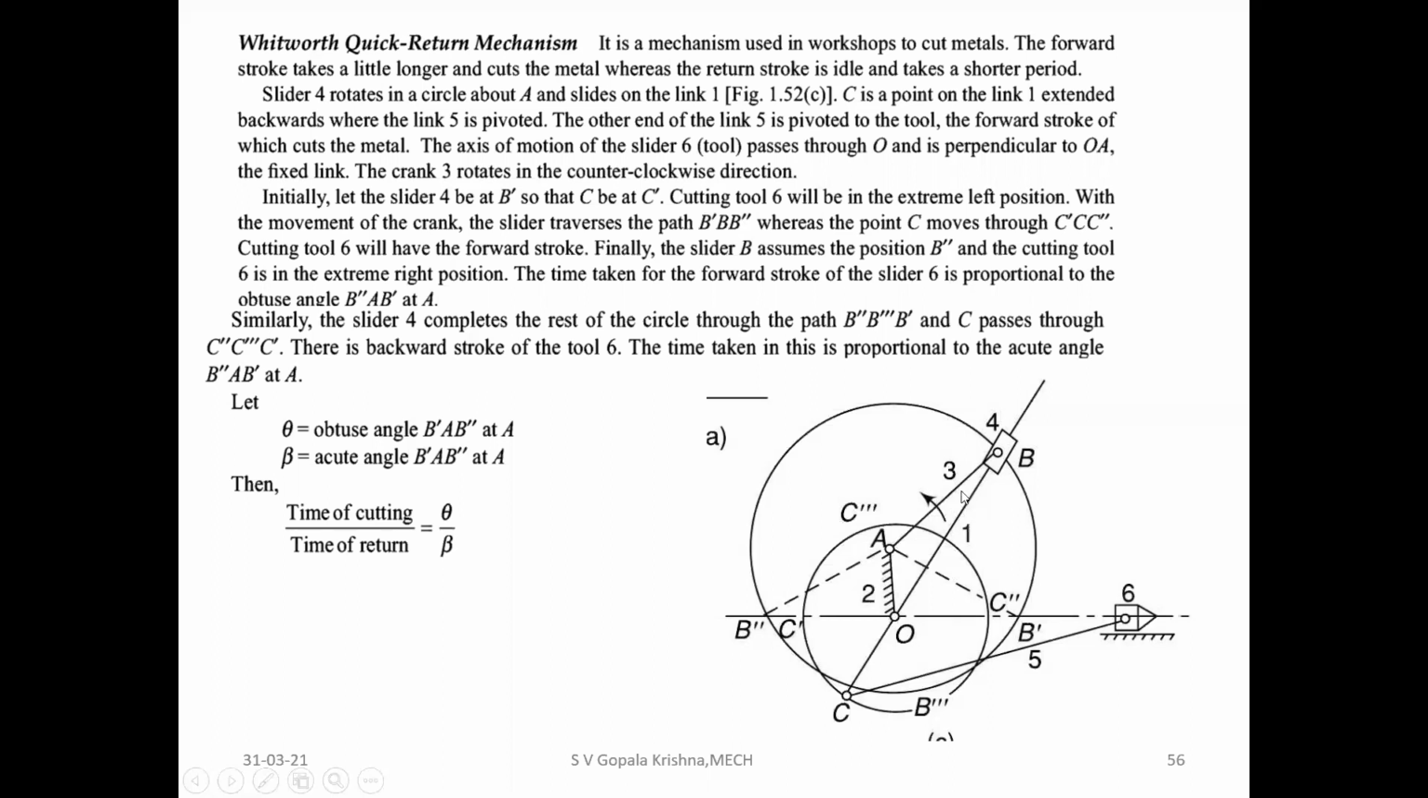Now link 3 makes rotations. When link 3 rotates, it gives momentum to link 4, and that gives momentum to link 1. The momentum of link 1 is then transmitted to link 5 and up to link 6. When link 3 is rotated, just observe this structure.